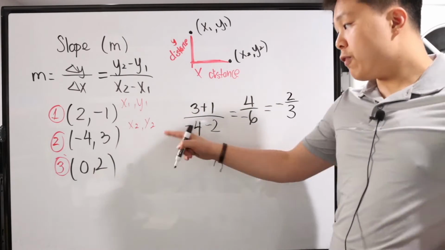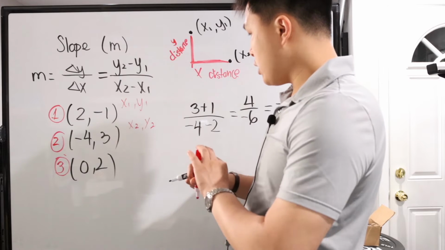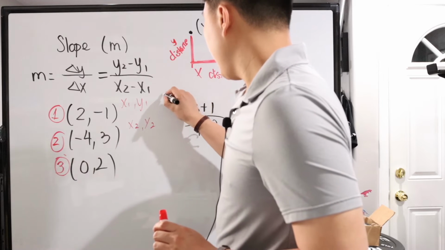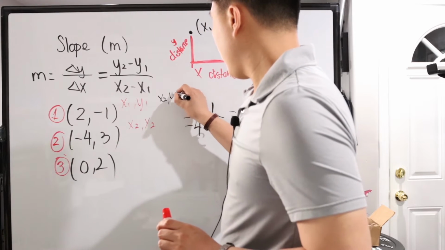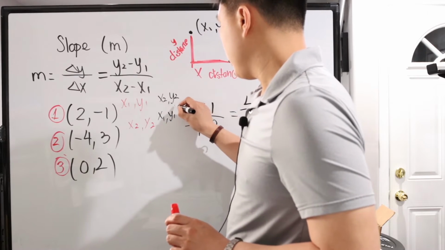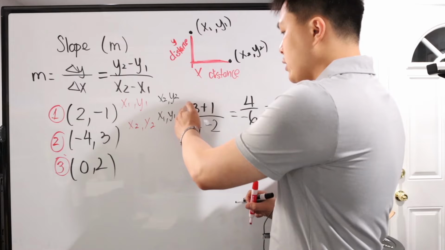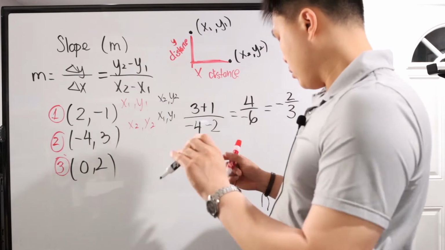Okay, now I'm going to flip it over so you can see that it ends up being exactly the same. Let's say, for example, now this is x2, y2 and this is going to be x1, y1. Okay, cool. Now, in this case, our y2 is going to be what? Negative 1.